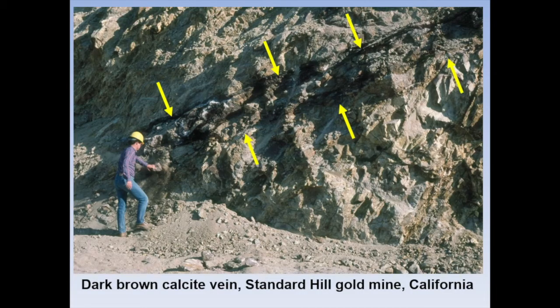Here's an example of a vein that was exposed in the wall of an open pit. Okay, the vein itself is composed of calcite, which is sort of a really dark brown color, and it's outlined by those yellow arrows that we can see on the diagram. It's also extending from the upper right corner of the photograph toward the left center portion of the photograph.